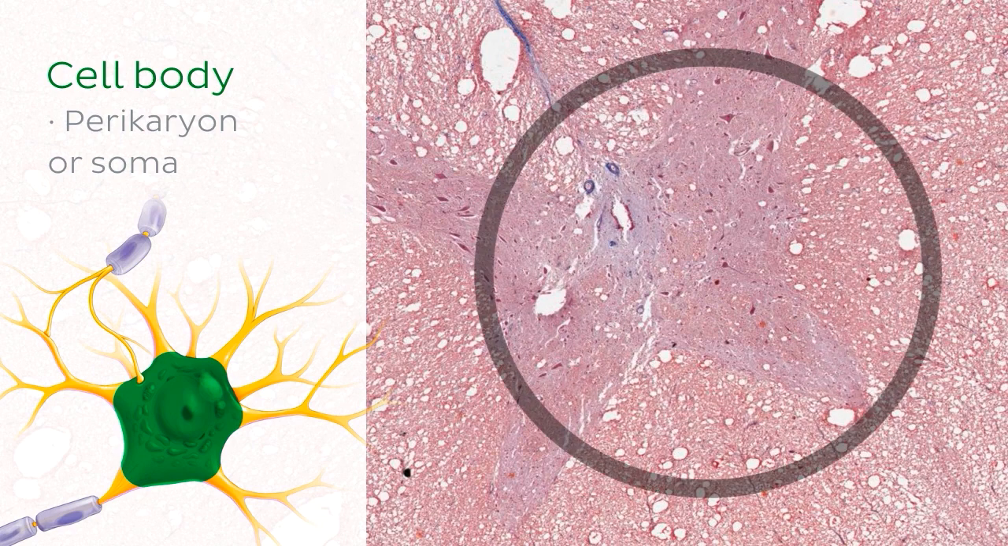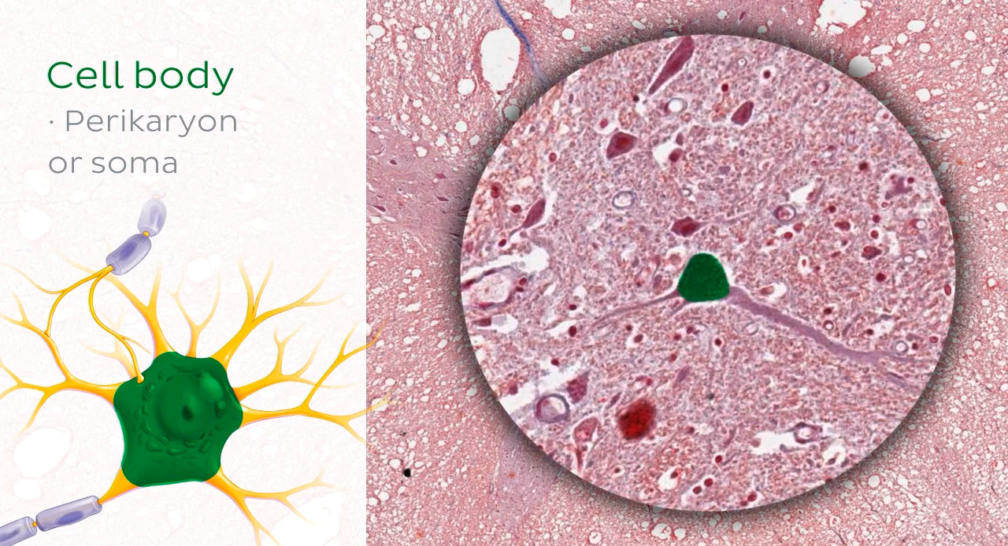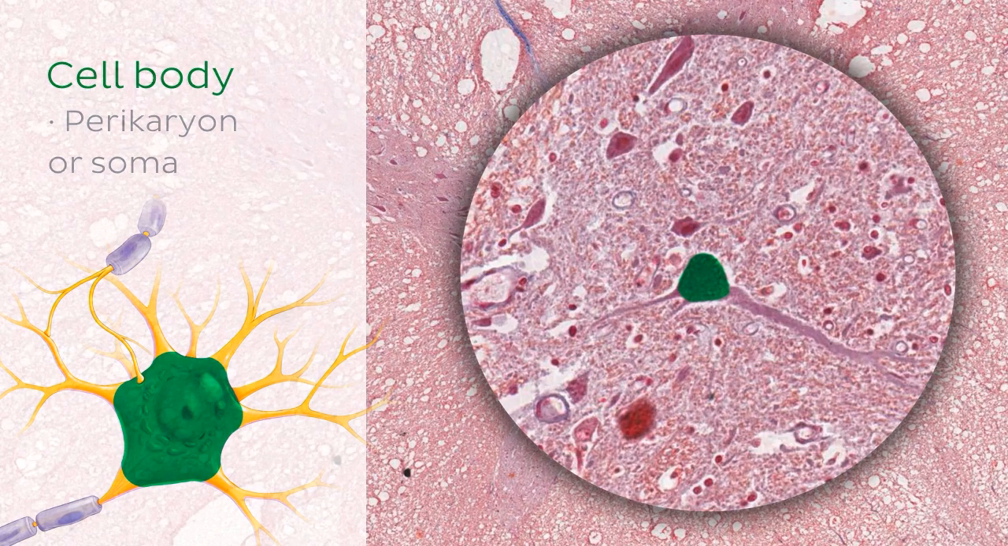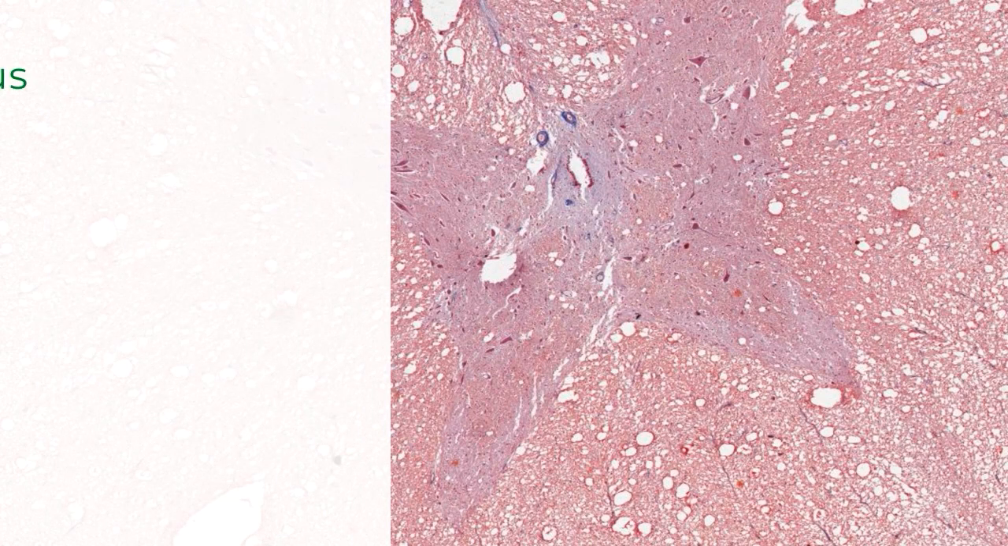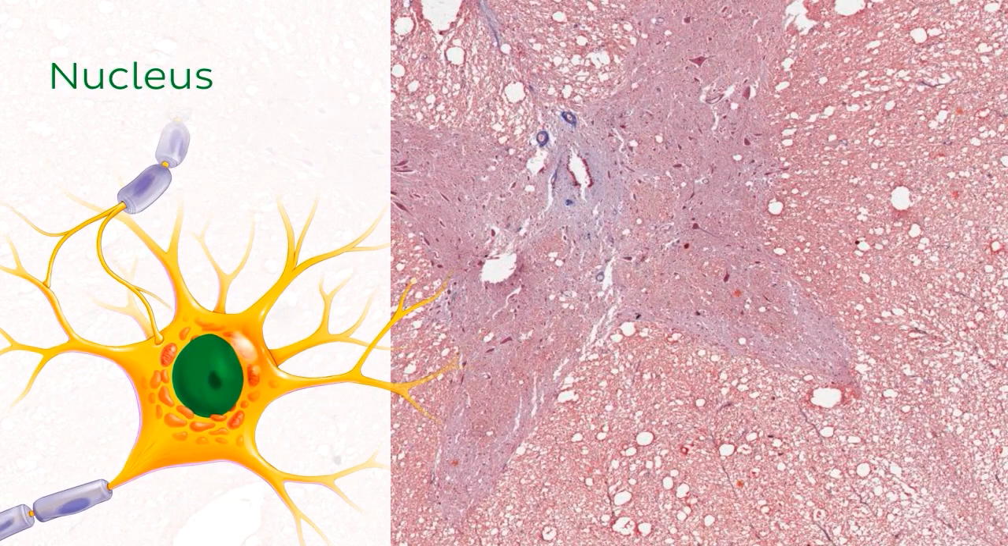To identify them in histological slides, we can look for the structure that is dilated in shape, so larger and usually rounder than the projections. Here's another example of a cell body in this image. Another way to identify the cell body is by identifying the nucleus within it. This is the structure we can now see highlighted in green on the left.